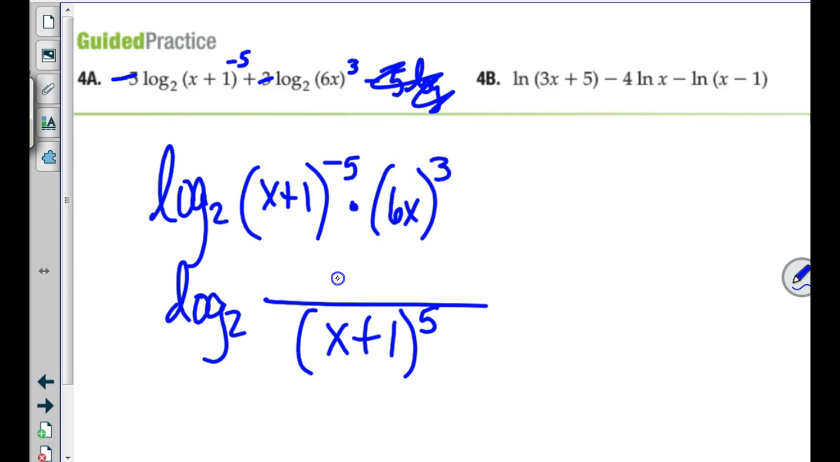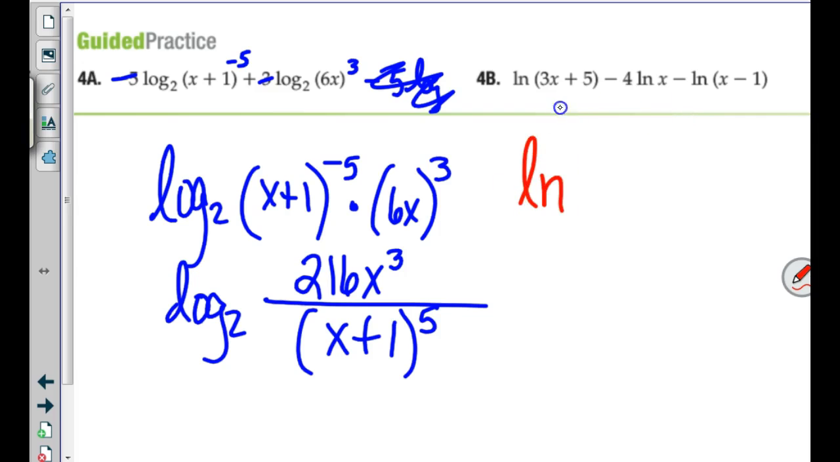It goes in the numerator because it's a positive exponent. We could make it an x to the 3rd. And what is 6 to the 3rd, guys? 216 maybe? Can someone check? So we could do that, or we could have just left it 6x to the 3rd. I don't really care. All right, last one, and then we'll do the ones you have on your worksheet.